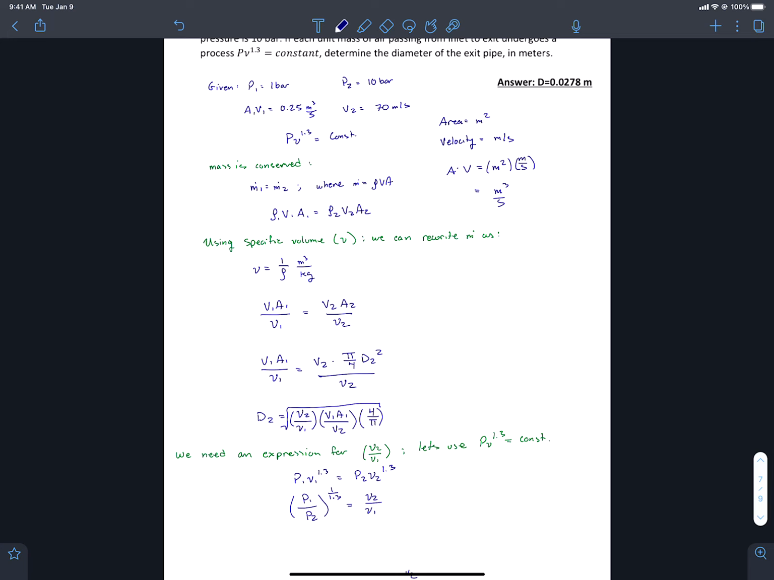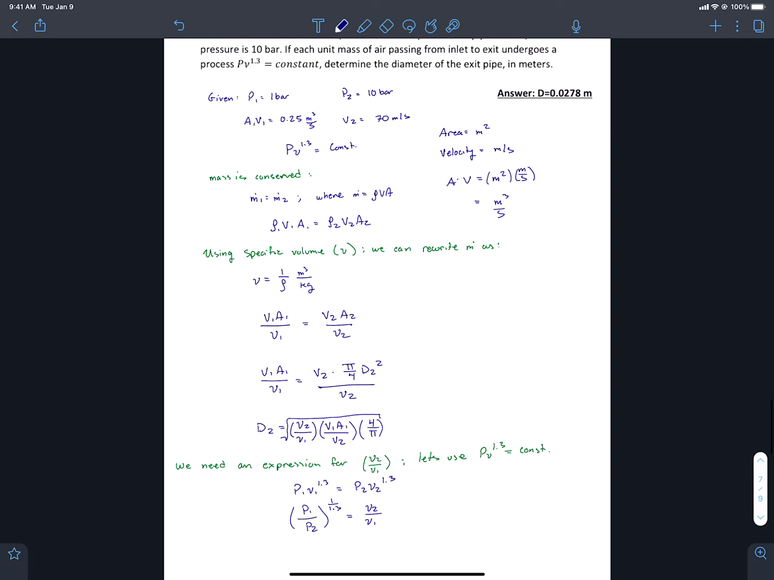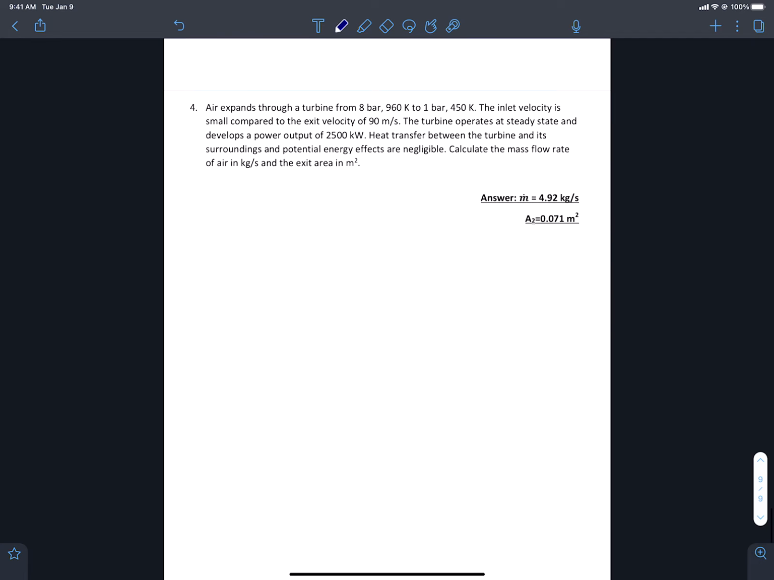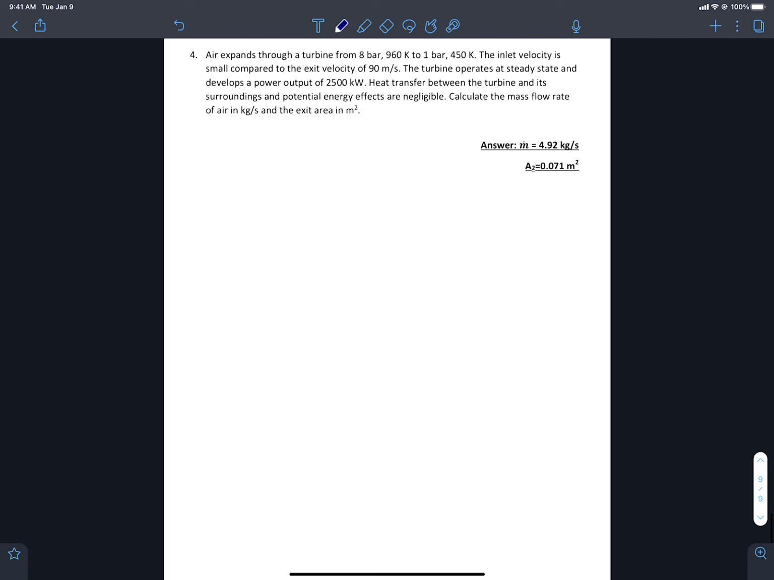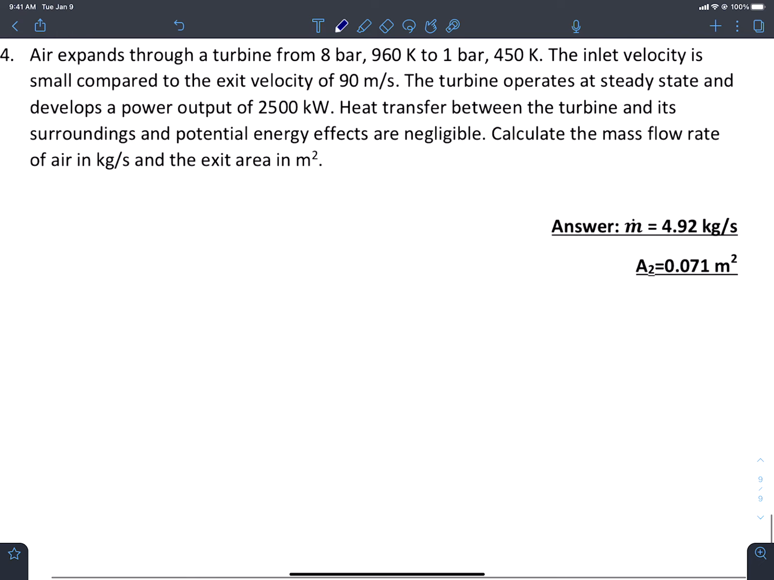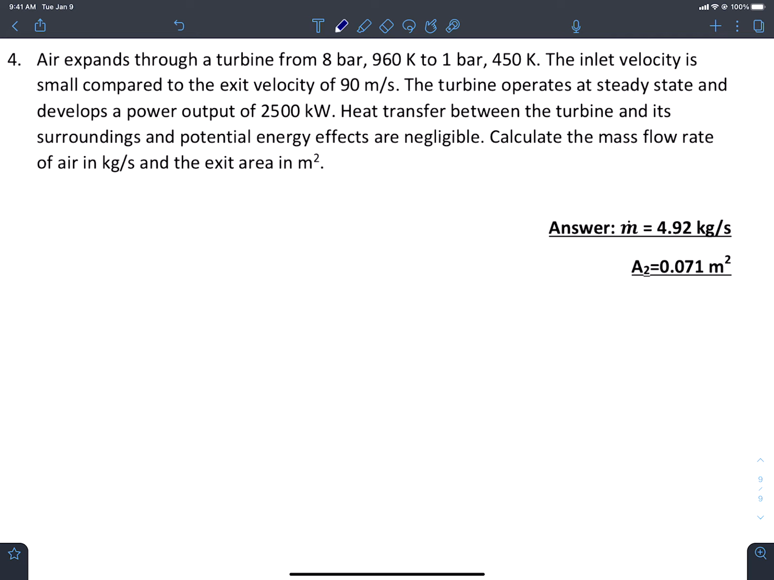Okay, so if there aren't any more questions, let's move on to question 4, because, what time is it? 3:47. Okay, so question 4. Air expands through a turbine from 8 bar and 960 Kelvin to 1 bar, 450 Kelvin. The inlet velocity is small compared to the exit velocity of 90 meters per second. The turbine operates at steady state and develops a power output of 2,500 kilowatts. The heat transfer between the turbine and its surroundings and potential energy effects are negligible. Calculate the mass flow rate of air in kilograms per second and the exit area in meters squared.